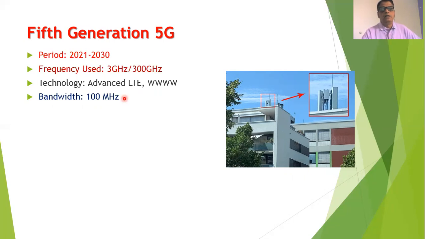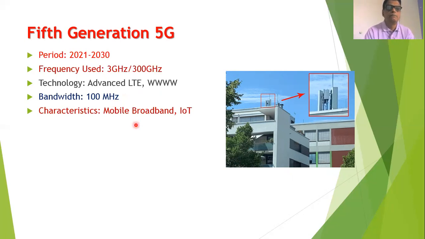The bandwidth requirement remains almost the same. There is no change in the bandwidth requirement. So from the last two generations, you will be observing that the bandwidth requirement per channel is almost the same, that of 100 megahertz. So what can be the special characteristics of this 5G technology?